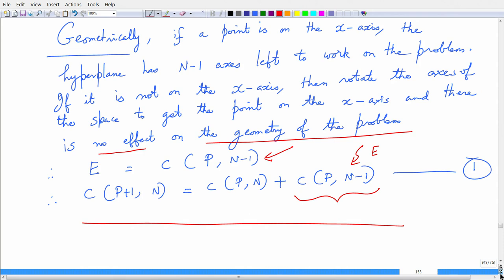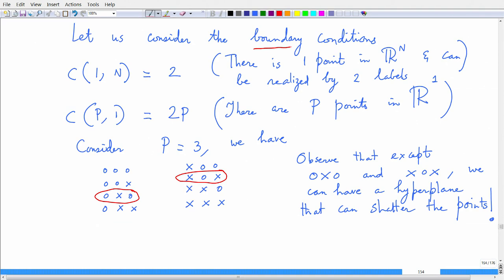So, let us consider the boundary conditions. These are very important. We will stick with Nielsen's work here. The first boundary condition is C of 1 comma n equals 2. So, what does it mean? There is one point in R^n and it can be realized by two labels, plus 1 and minus 1. So, this condition is sort of obvious.